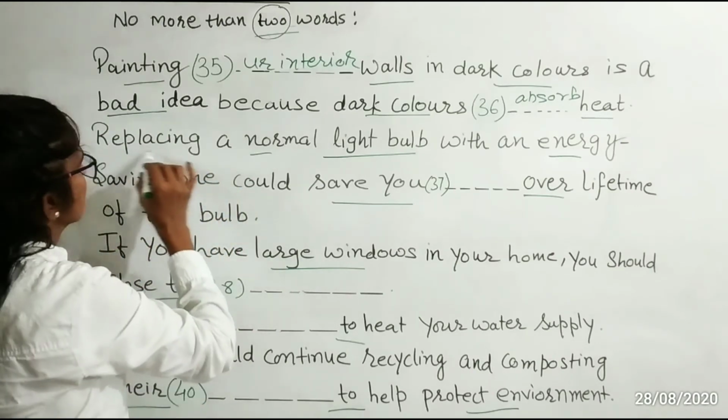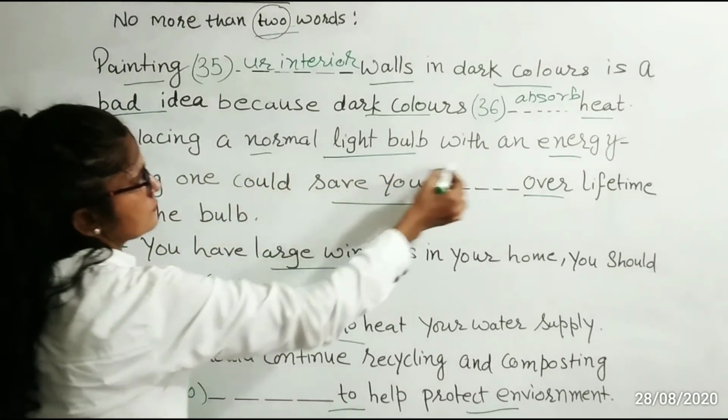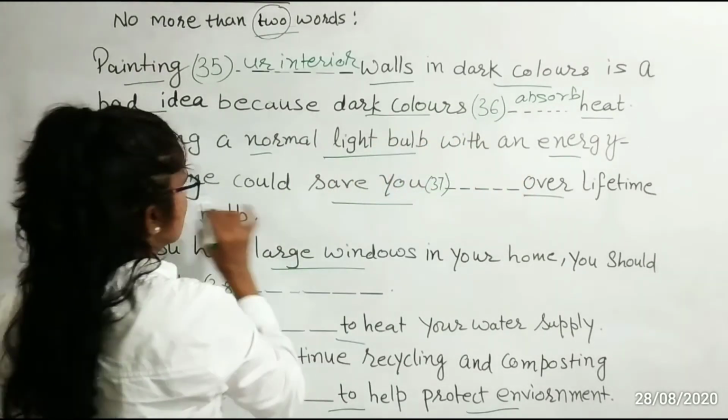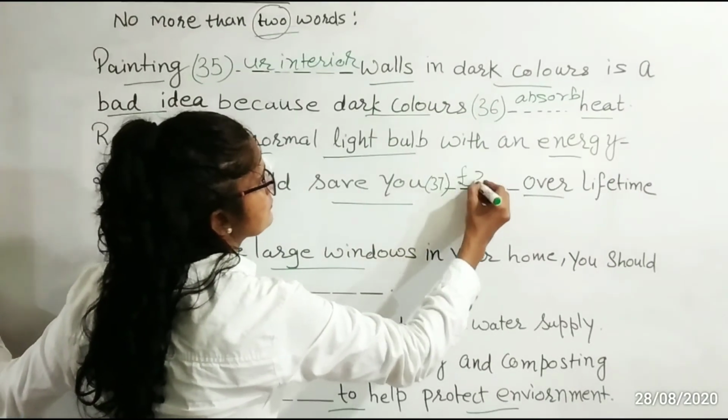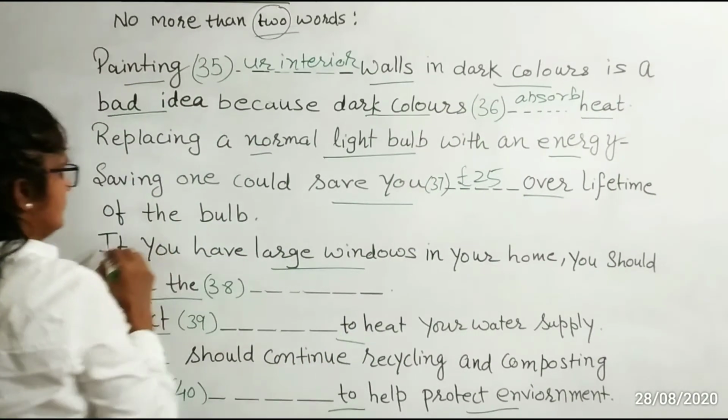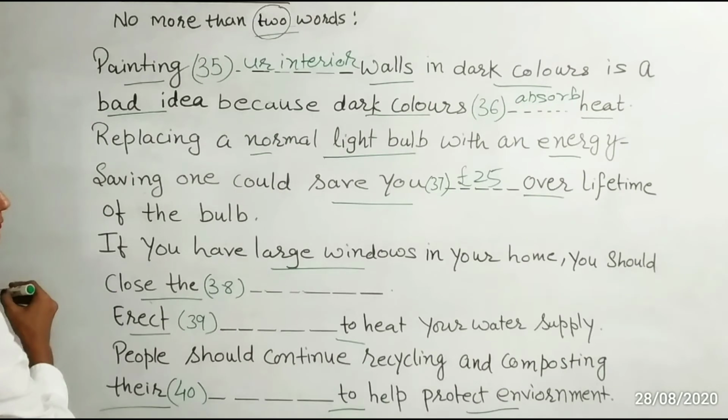Another startling fact is that replacing just one normal light bulb with an energy-efficient light bulb will save you £25 over the lifetime of the bulb. Now just imagine the savings if you replace all the bulbs in your house.